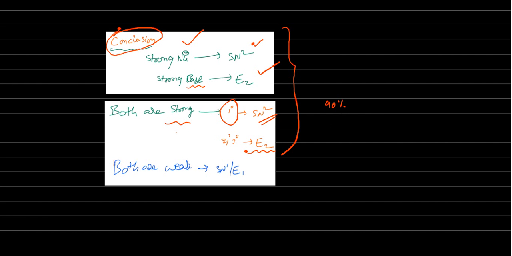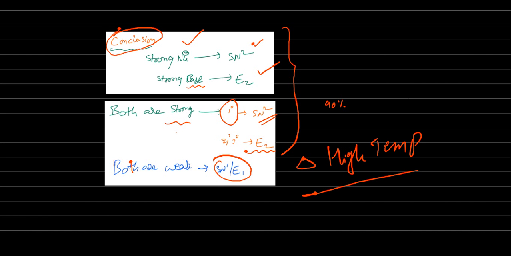Okay. Then when both are weak, in that case we cannot do anything here. It depends on the conditions: SN1 and E1. Generally, whenever a higher temperature is there, or the temperature symbol is there, it goes for an elimination reaction. Okay, it is undergoing an elimination reaction, right? The temperature factor is there.